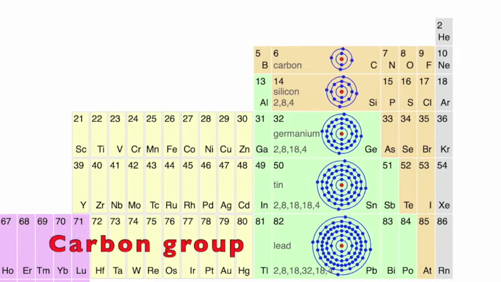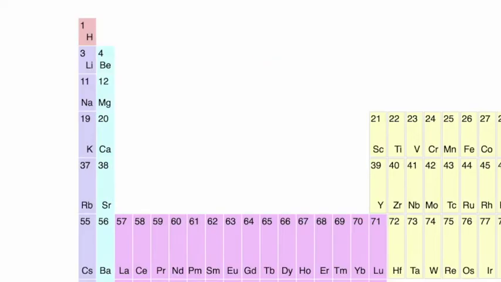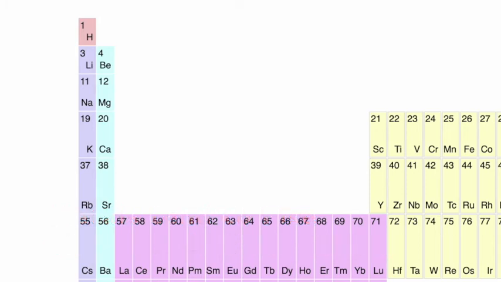The carbon group is to the left of this. As you can see, carbons are in the middle of the row. They don't typically form ions, but when they do, they tend to form ones with a 4+ or a 4-. Now, let's go to the left side of the periodic table. This is where the metals are. Metals tend to lose electrons to form cations.